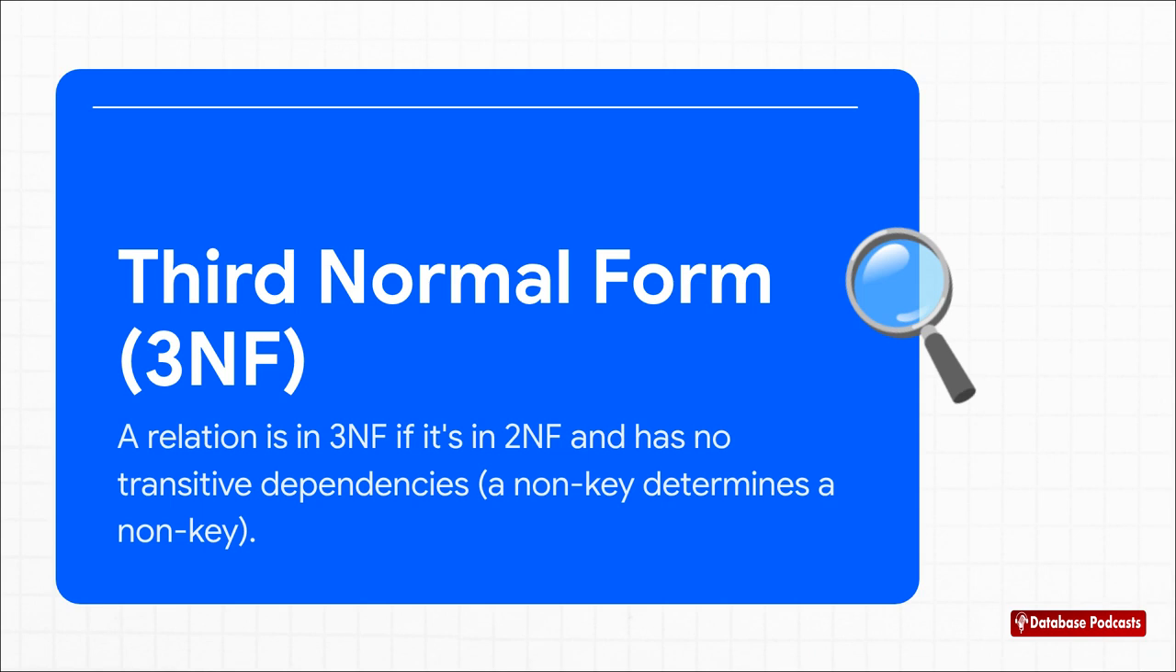This is basically when one non-key column determines another non-key column. It's like a game of telephone in your data. 3NF steps in and says, nope, no games of telephone. Every non-key column has to report directly to the primary key, period.